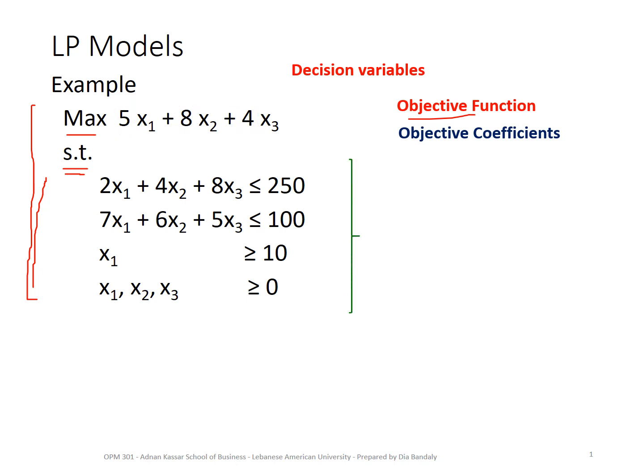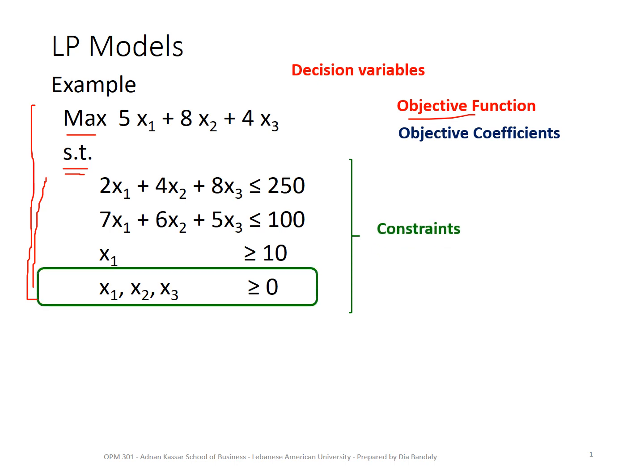All right, then what are these? These are the constraints. Yes, you're right. Then what about that? We did not see this before. When I showed you the LP modeling for the carpenter, I did not add this. Why? Because I did not talk about it before.